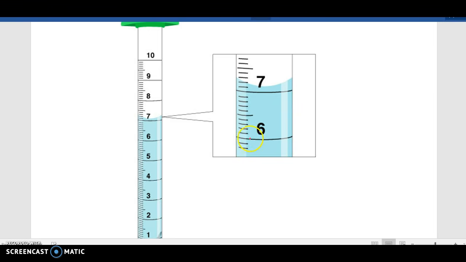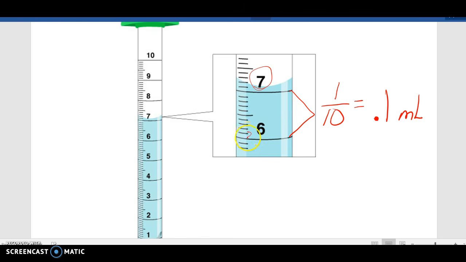Again, if we just assume it's 1, 6 to 7, oops, that doesn't work out right with the numbering. So I'm going to do my trick. I'm going to take from one numbered line to the very next numbered line. 6 to 7 is a distance of 1. But it's divided into 1, 2, 3, 4, 5, 6, 7, 8, 9, 10 spaces. 1 divided by 10 is 1/10. That means our scale is 1/10 milliliter.